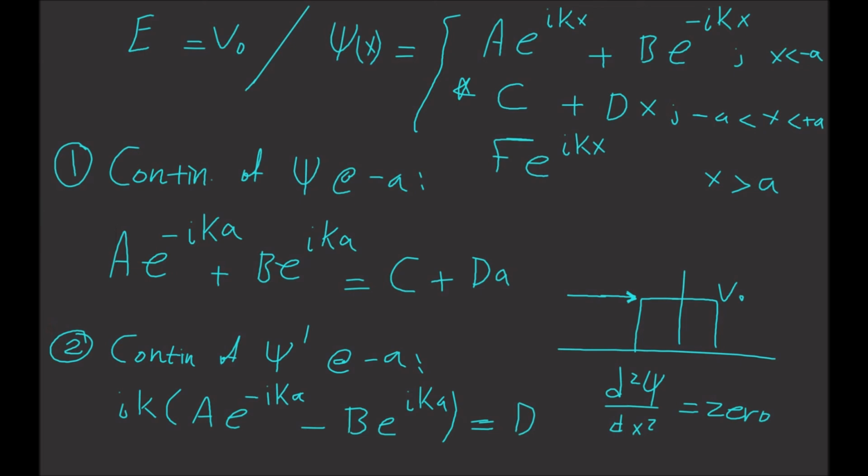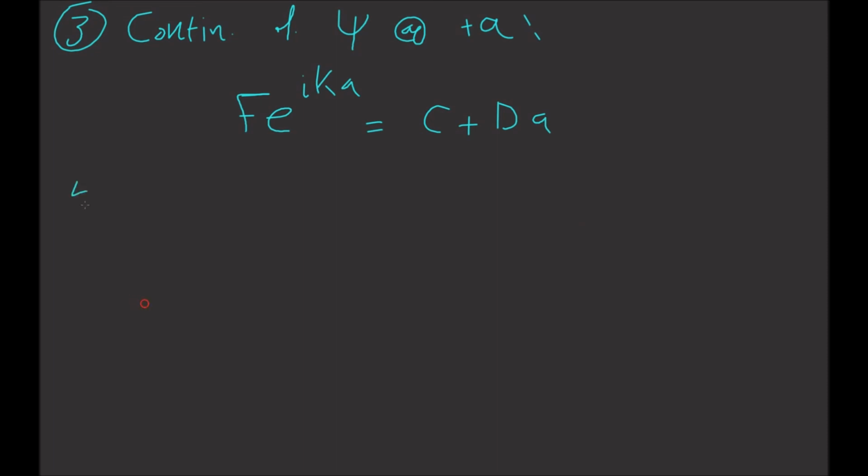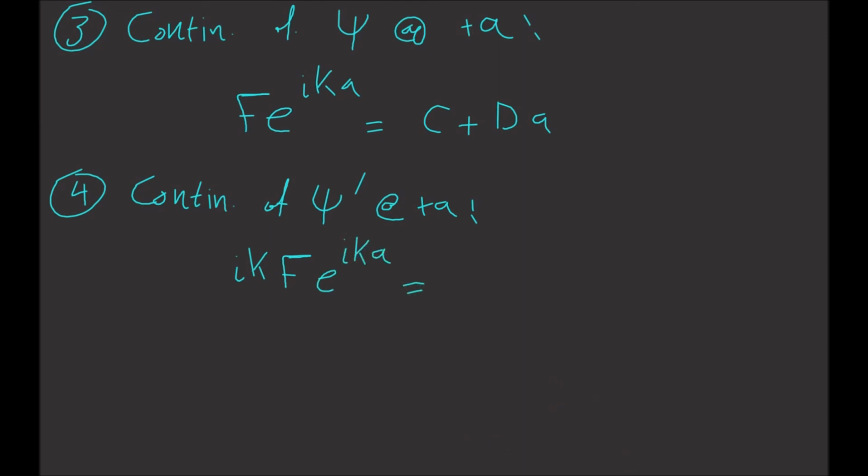The third equation comes from the continuity of psi at positive a. This gives us F times e to the I k a equals c plus d a. And equation number four is the continuity of psi prime at positive a. This gives us I times k times F times e to the I k a equals d. Alright, so now our job is to solve these equations.